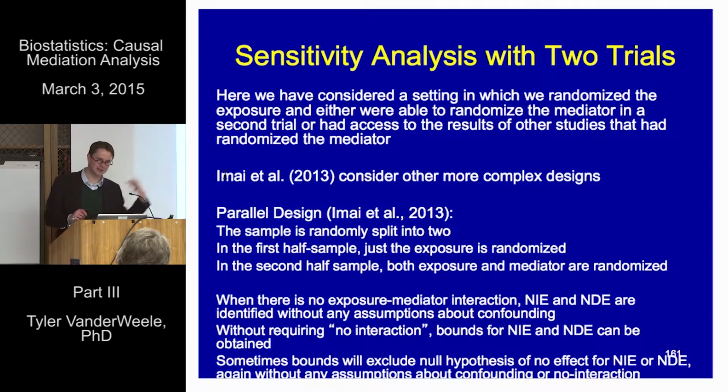They give another set of results, however, which says, okay, let's drop that assumption of no exposure-mediator interaction. Let's allow for that interaction. Then we can't point identify, but we can still get bounds without any assumptions whatsoever. We can get bounds on the direct and indirect effects, and often those will exclude the null.